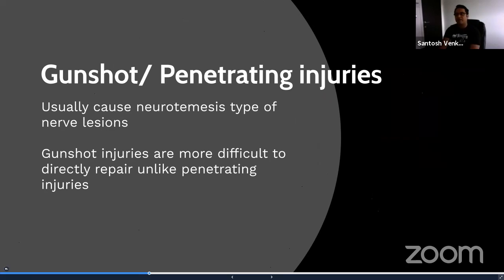Then gunshot or penetrating injuries, again, can cause radial nerve problems. Gunshot, depending on the force that has gone through it, usually the nerve ends are shredded and they're not suitable for primary repair. If it's a clean cut like a knife and you have a penetrating injury where the two ends are severed, it may be more amenable for repair compared to a gunshot. It'll depend on the degree of force that has gone through and the damage that has happened to the nerve.